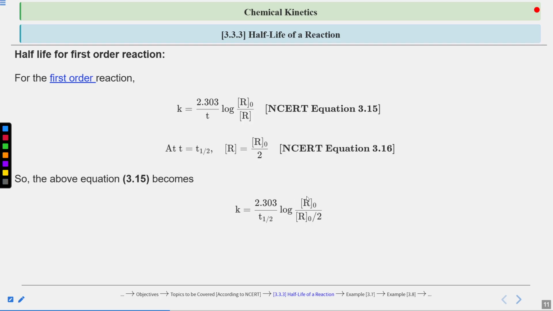This 2 will go in the numerator, R naught will cancel out, and here log 2 will come. So T half will be 2.303 by K log 2. This is the T half for the first order reaction.